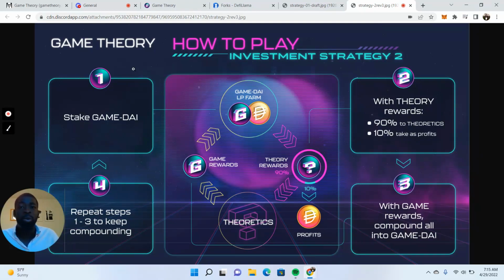Our second infographic is an investment strategy taking rewards from theory instead of with game. So step one, you stake into the game DAI liquidity pool. Step two, you take the rewards you get in theory from that pool. 90% of them you put into theoretics, 10% you take as profits. Then you take those game rewards and you compound 100% of them back into the game DAI liquidity pool. And then you go and repeat steps 1, 2, and 3.